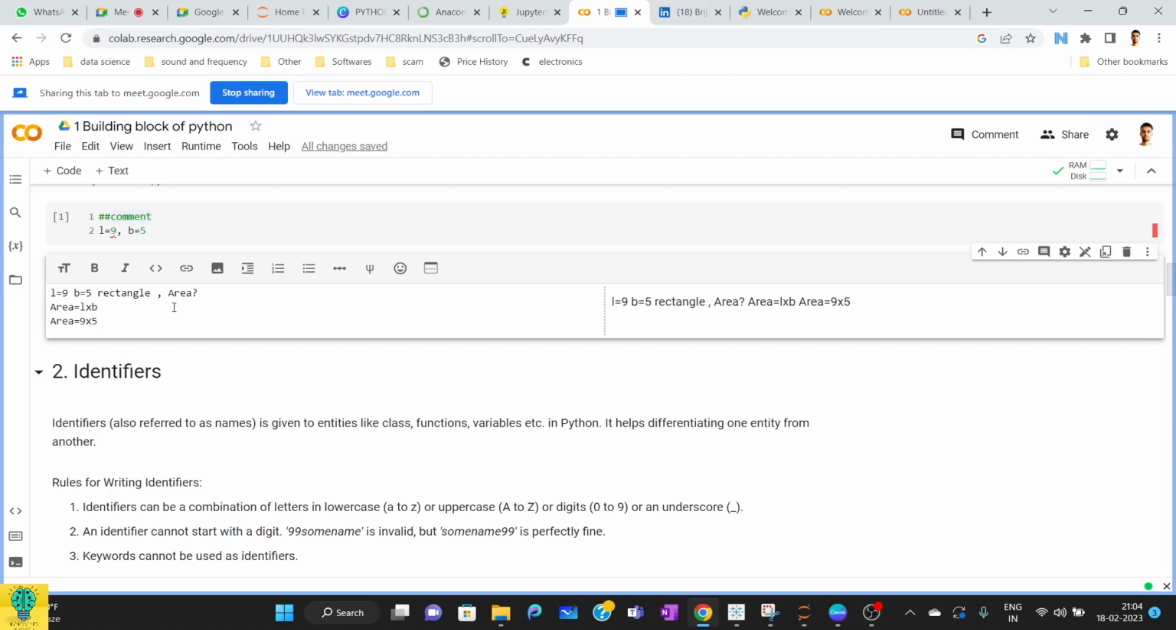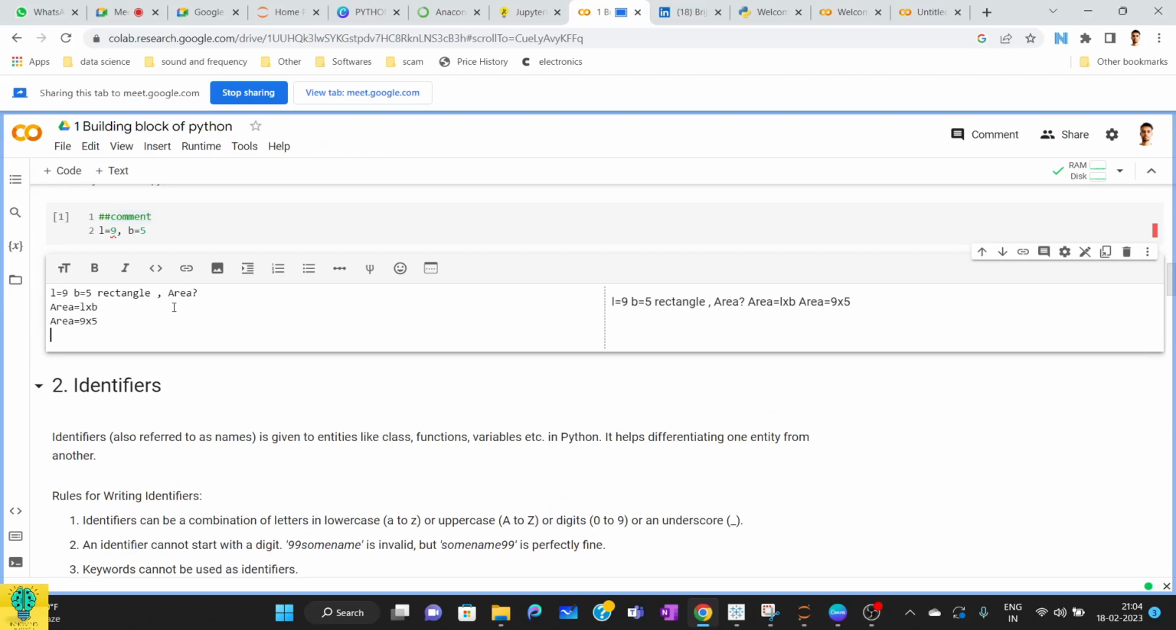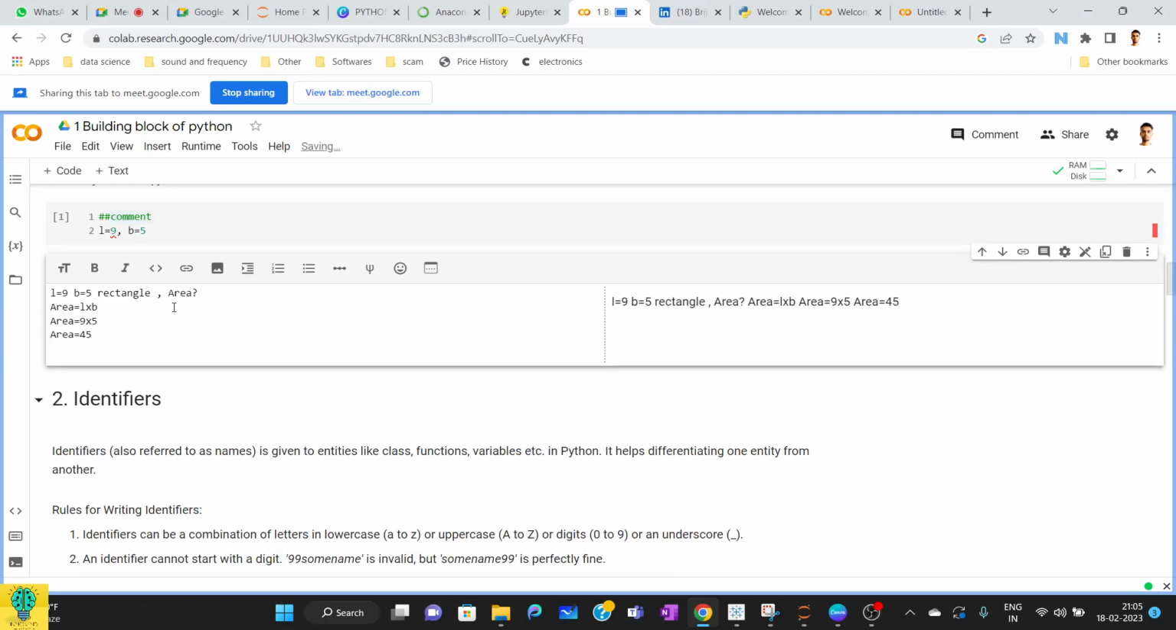Similarly, B is representing a non-decimal numerical value that is equals to 5. Now the computer will multiply those, and whatever value comes up as the product is going to be stored, or represented, by another word called area, and it will store the value 45 into it. So whatever names we have used, area, L, and breadth, these three are identifiers.